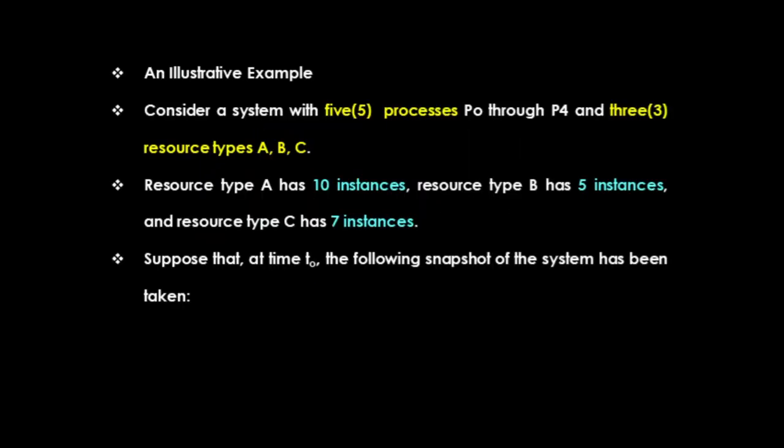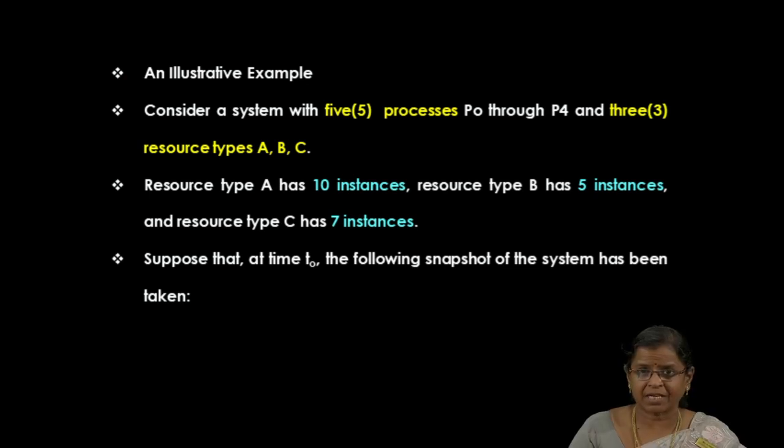Now we will implement this algorithm using an example. The problem is a system which consists of 5 processes and 3 resource types. The 5 processes are named P0, P1, P2, P3 and P4. The 3 resources are A, B, C, where resource A has 10 instances, resource B has 5 instances, and resource C has 7 instances.